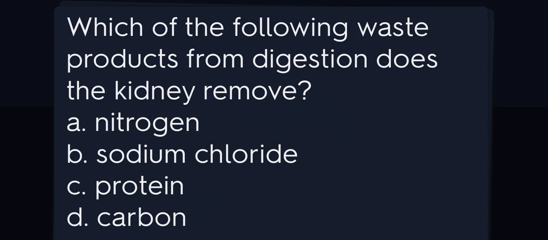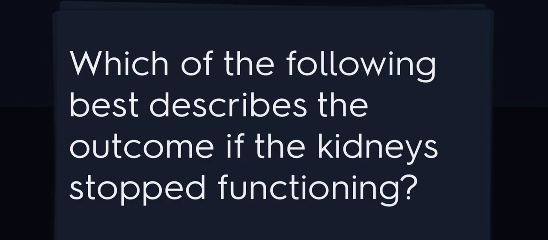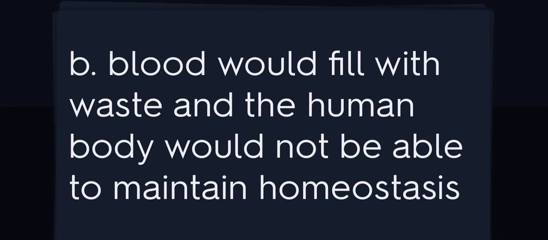Which of the following waste products from digestion does the kidney remove? A. Nitrogen. B. Sodium chloride. C. Protein. D. Carbon. A. Nitrogen. Which of the following best describes the outcome if the kidneys stopped functioning? B. Blood would fill with waste and the human body would not be able to maintain homeostasis.